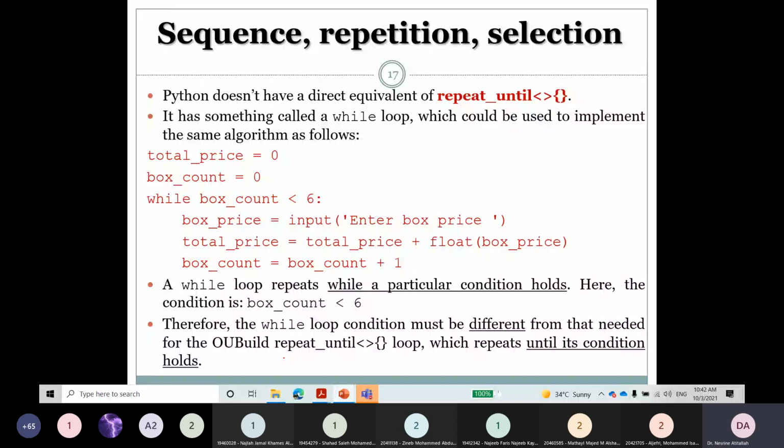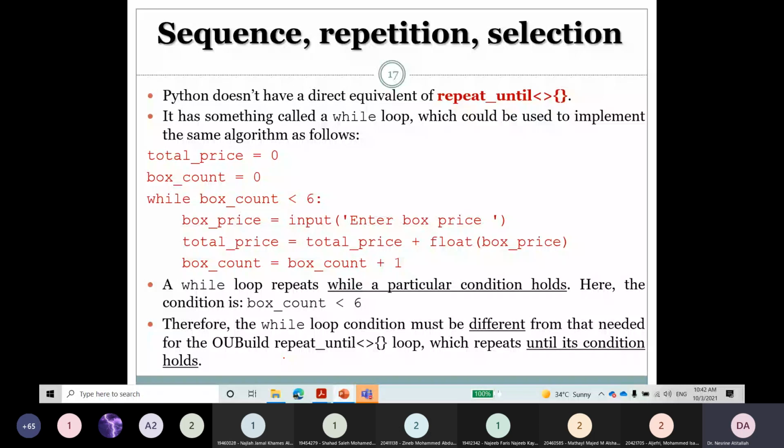In the pseudocode, we don't have the while loop. We have repeat until. It is the same as while. So when you use the pseudocode, you will use repeat until, and in Python, for example, you will use while. So you will here define the total price as 0. The box count is equal to 0 because now we need to calculate the box count.